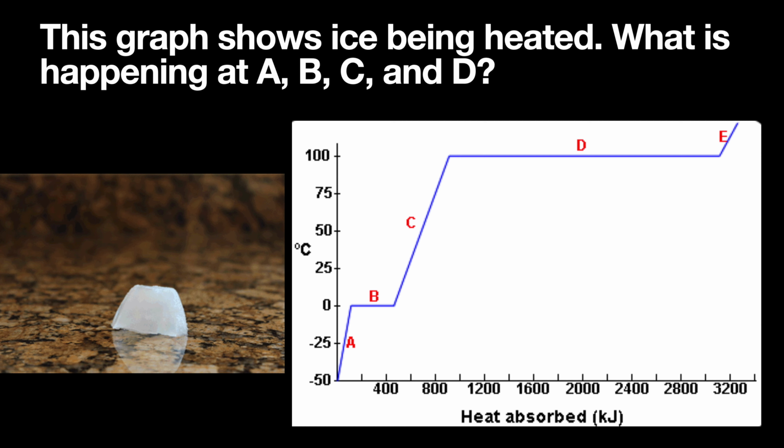This graph shows ice being melted. What's happening at A, B, C, D, and E? Pause the video and have a go.